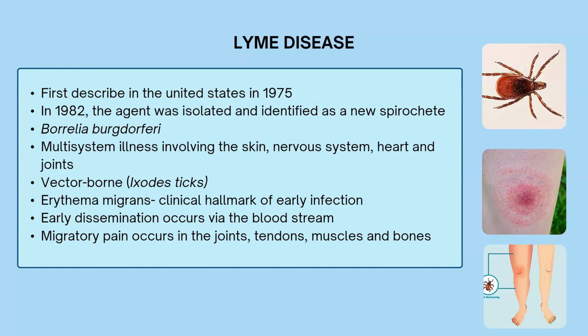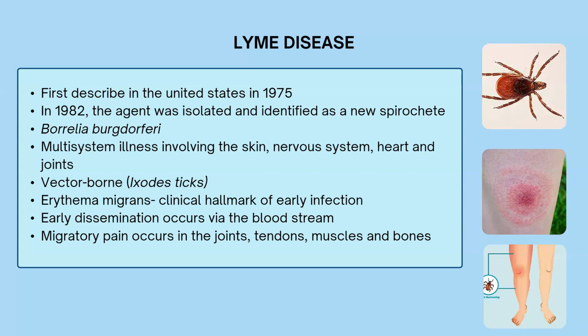The clinical features of Lyme disease were soon recognized to extend beyond arthritis. It is now known to be a multi-system illness involving the skin, nervous system, heart, and joints. Lyme disease is the most common vector-borne disease in the United States. Over 36,307 confirmed or probable cases were reported back in 2013.